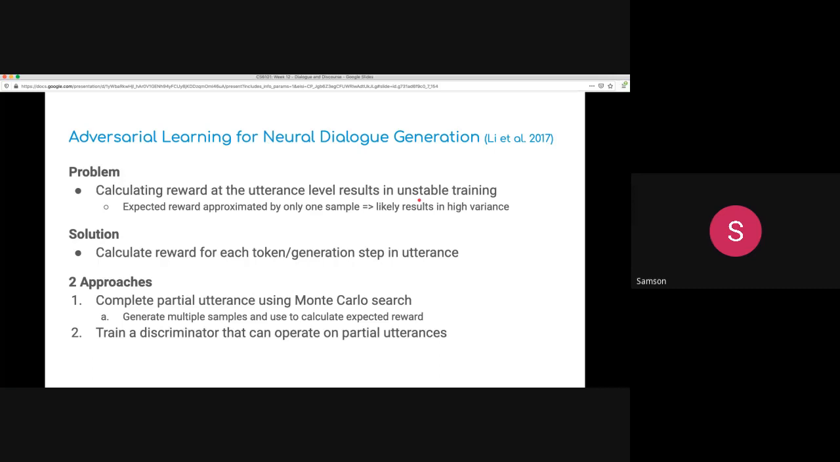because in RL you approximate the expected reward, right? You calculate the expected reward, and that's calculated by only using this one sample. From my background knowledge, it likely results in high variance. That's why the training is unstable. So this isn't mentioned in the paper. This is what I think. So their solution is to have a reward for each token that is generated instead of waiting until the entire sentence is generated. So I guess there's a final signal.